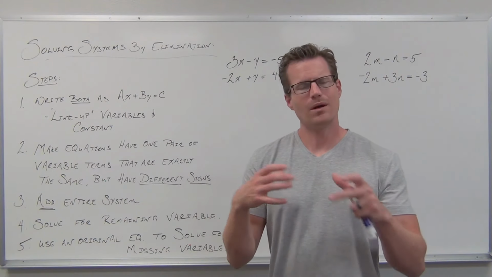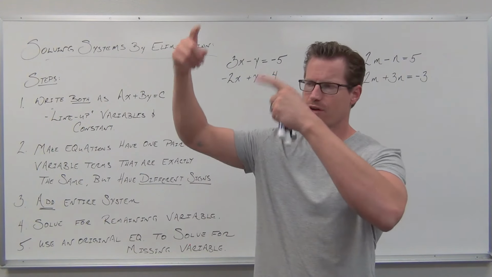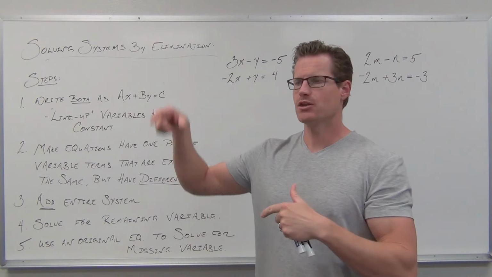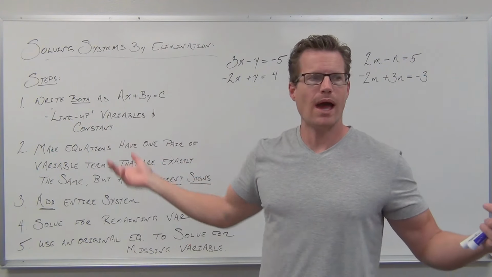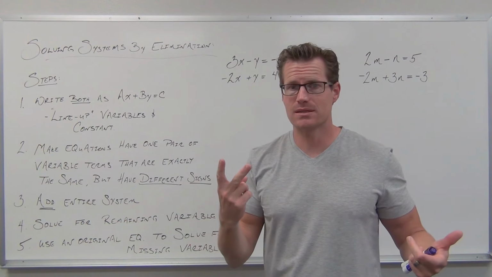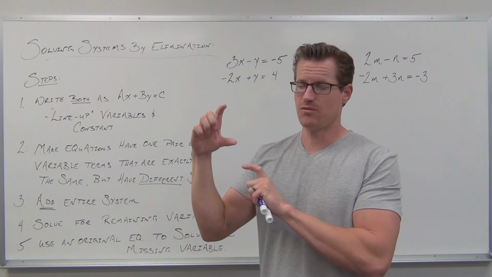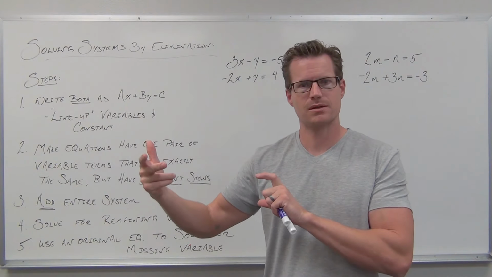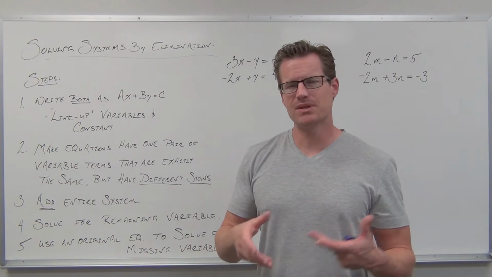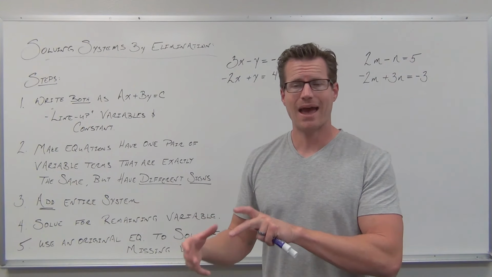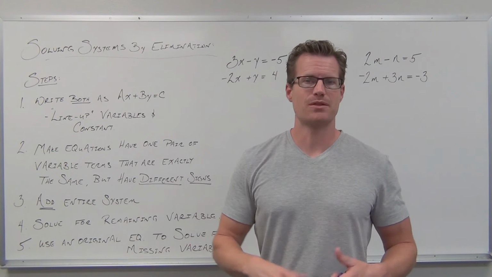Well, imagine this. Imagine you have all your variables lined up and your constants lined up, and you have one of them exactly the same, but the signs are different. Well, what happens when you add two things that are opposites? Same values, but different signs. They go away. They go away completely. They eliminate. That's what happens anytime you add opposites. And that's exactly what the elimination method plays off of.